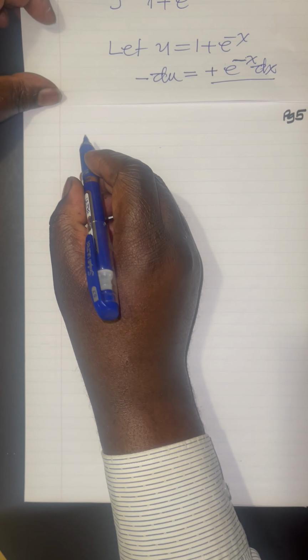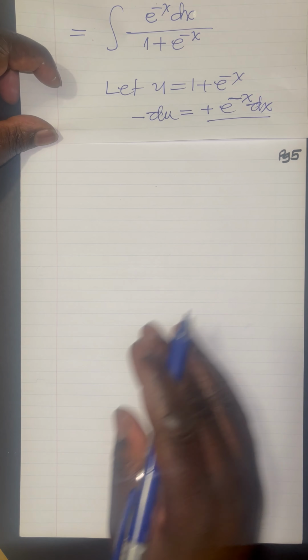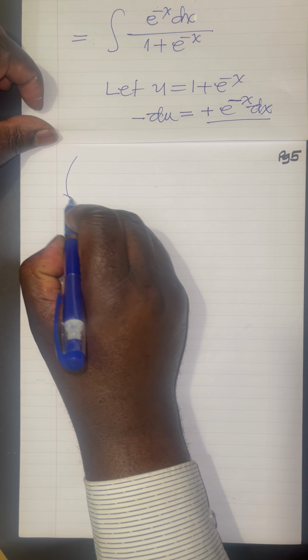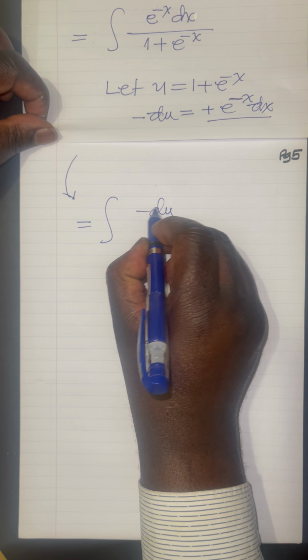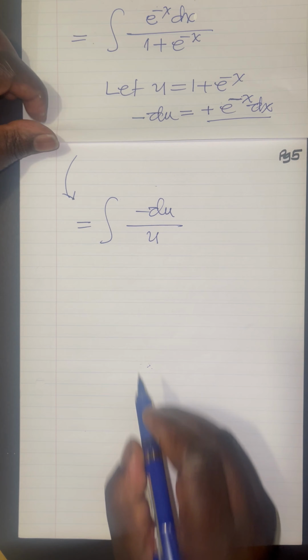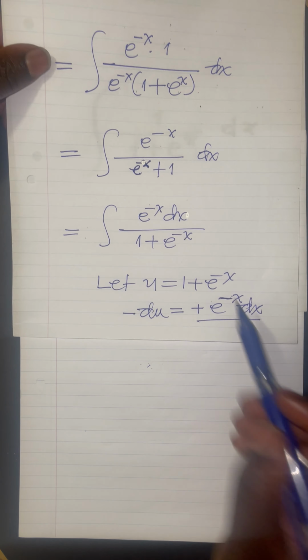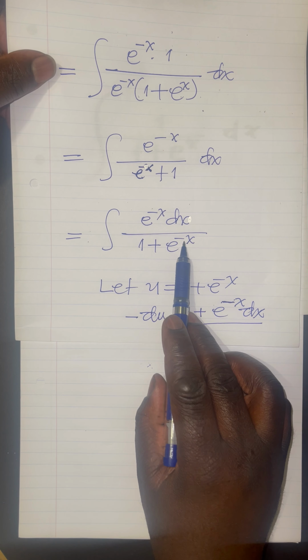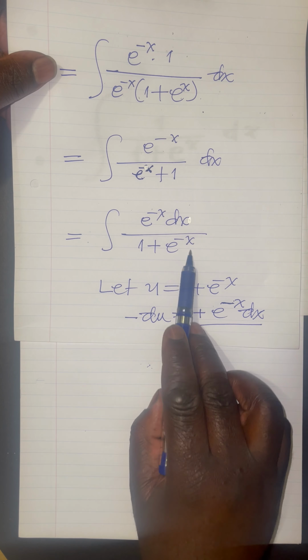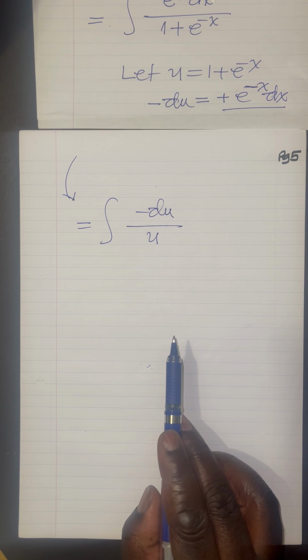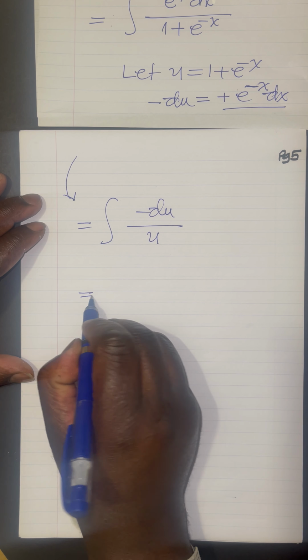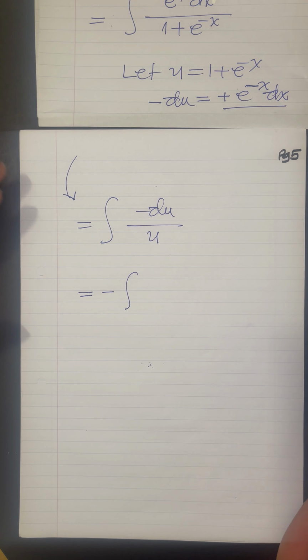So the integral is transformed to the following integral. We transform that integral to the integral of minus du in the numerator. In the denominator, I just have u. Remember, this is 1 plus e to the minus x, which is actually u. So I must have u there. Now, take the minus out because minus 1 basically is a constant.